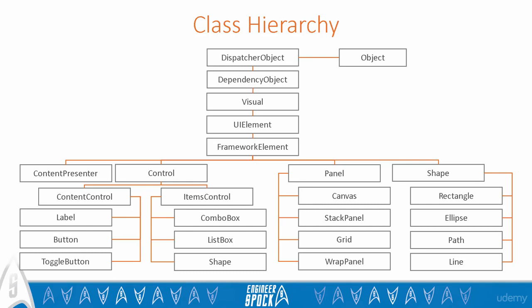Let's consider a class hierarchy of WPF framework. We're not going to delve into all classes that you see here. The very core types such as dispatcher object, dependency object, we will discuss later in this course. Now I want to address the other classes. Every element that has visual representation is derived from the visual class.